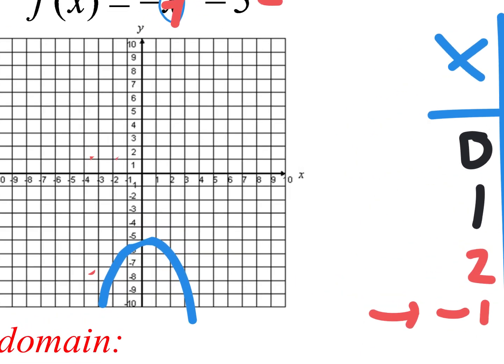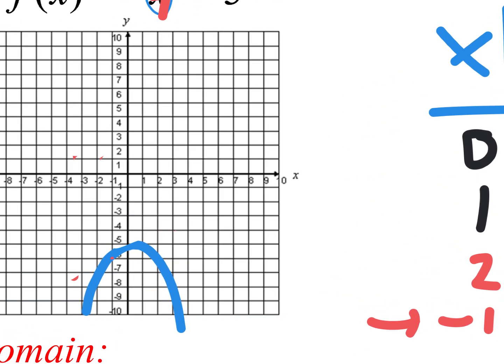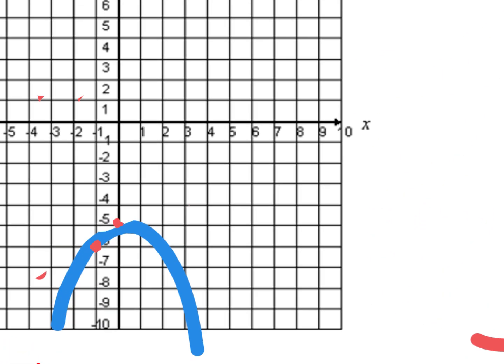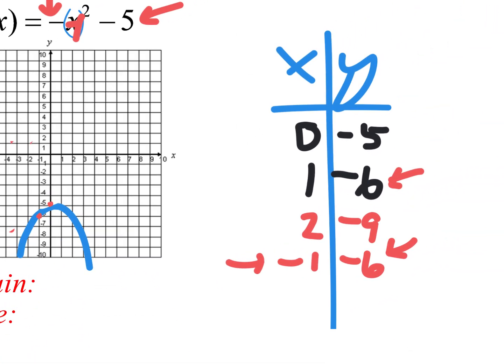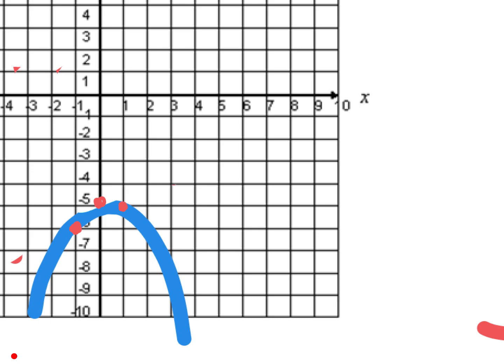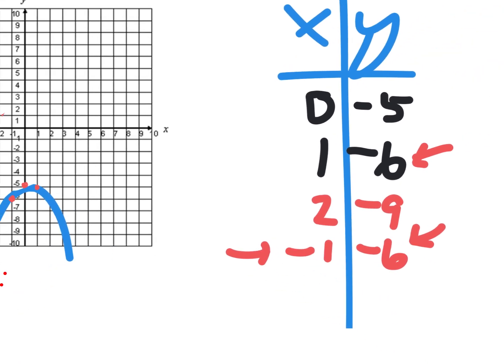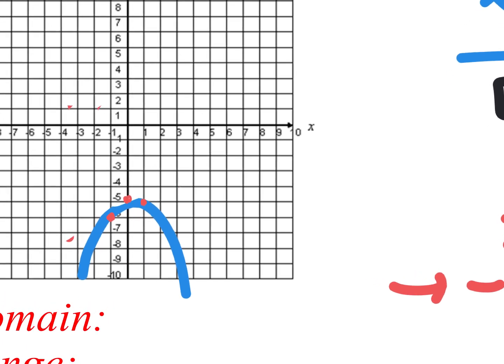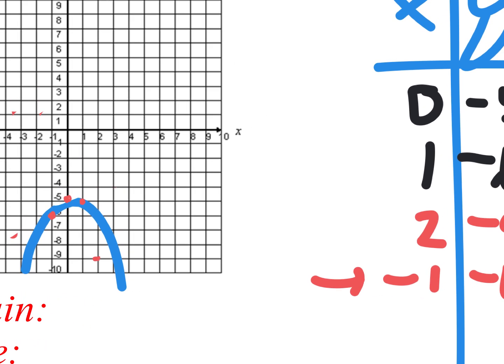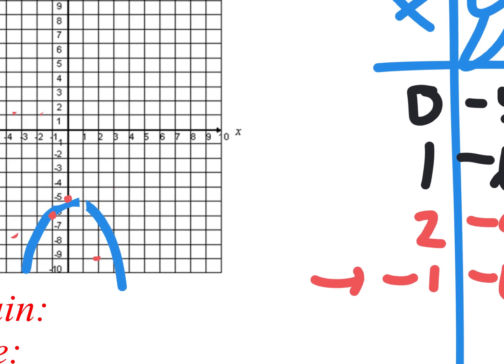And now negative 1, negative 6. I actually hit that pretty close. And 0, negative 5. Well, pretty close. 1, negative 6. Yeah, not too far off. 2, negative 9. Ooh, I was definitely off on that one. And wait a minute. I think I just made a mistake. Yes, I did. This red dot actually is more like here.